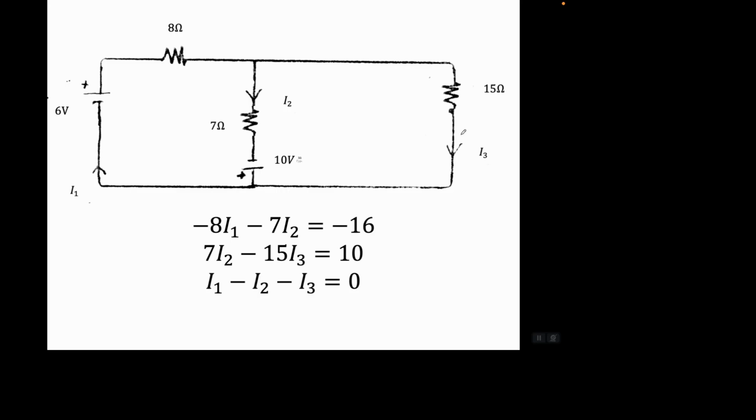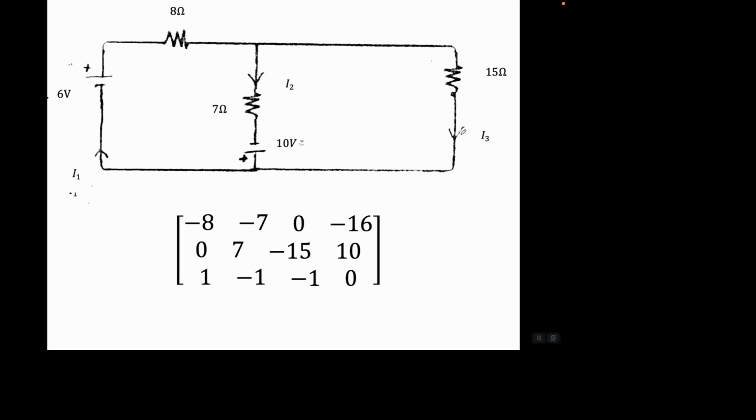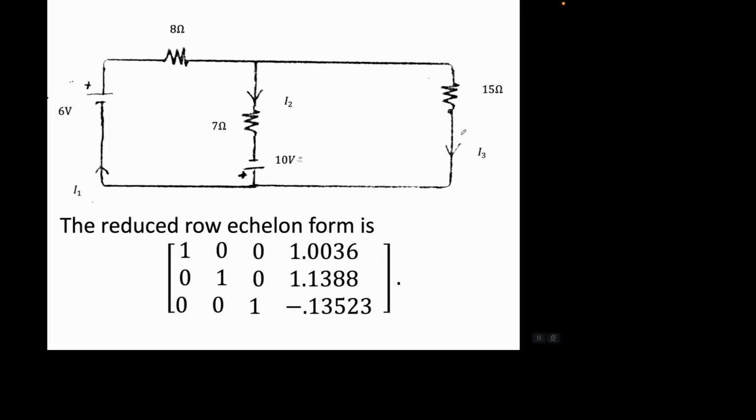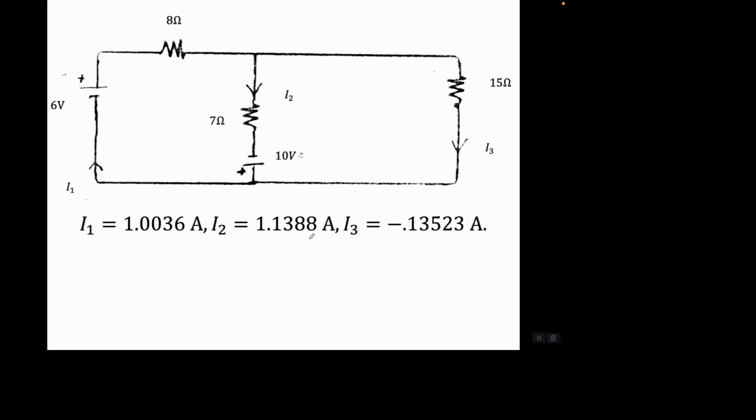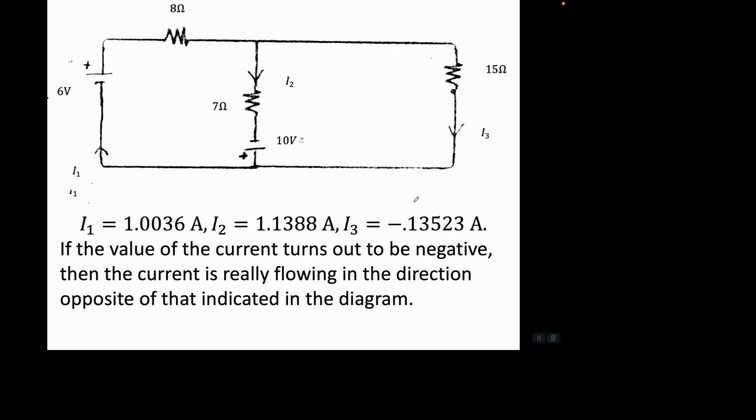So here are three equations. You simplify them, get everything on one side so that they look like this. Find the augmented matrix, and then get it in reduced row echelon form. The reduced echelon form looks like this. So for example, our current I1 is going to be 1.0036. And similarly, I2 is going to be 1.1388. I3 equals negative 0.13523. And those are in amps. They're all measured in amps.